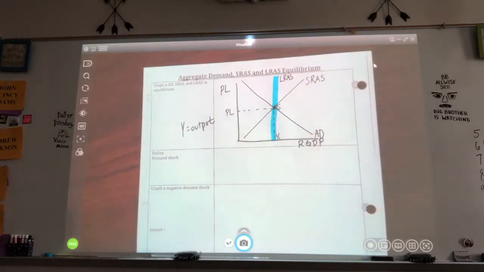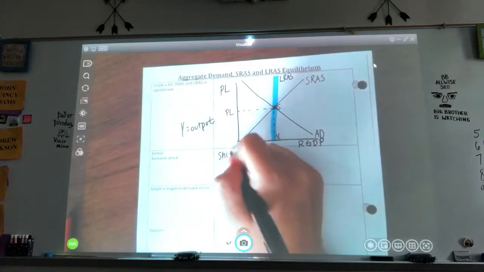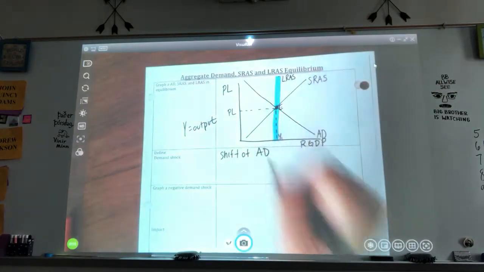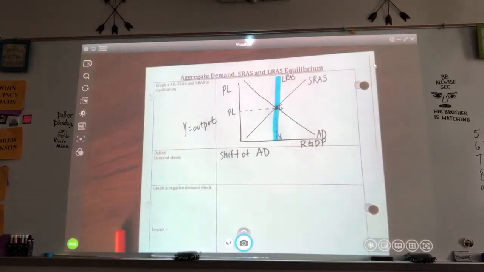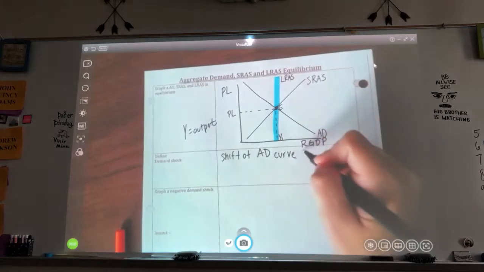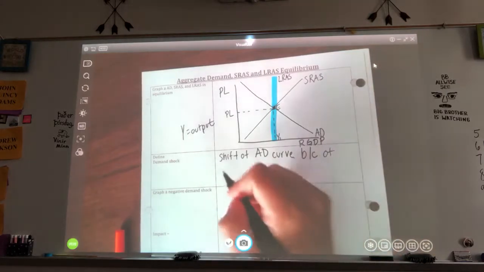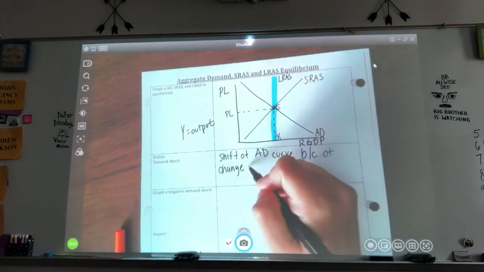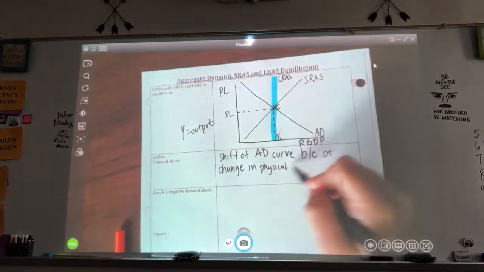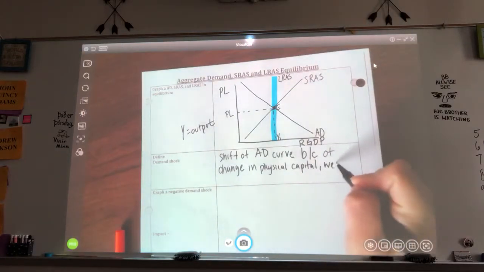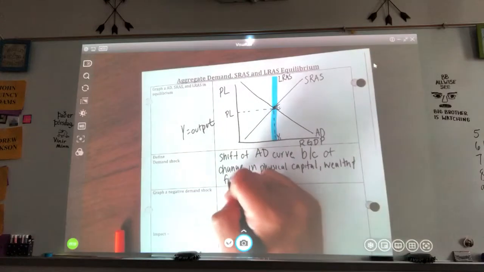Okay, does everybody have this one? The next thing we are going to be looking at is a demand shock. This is going to cause a shift of the aggregate demand, AD, curve. Because, y'all know that's because, of changes in physical capital, which we talked about yesterday, wealth, and fiscal and monetary policy.